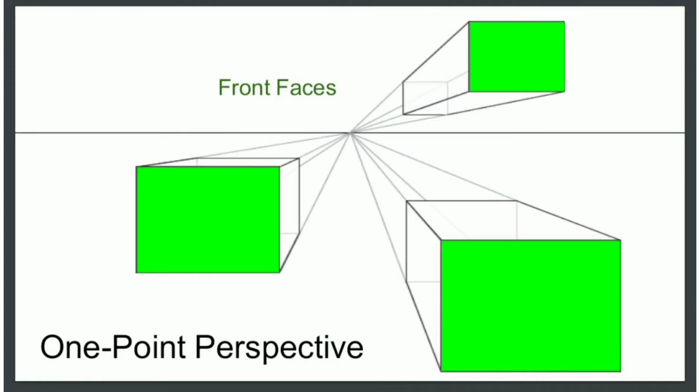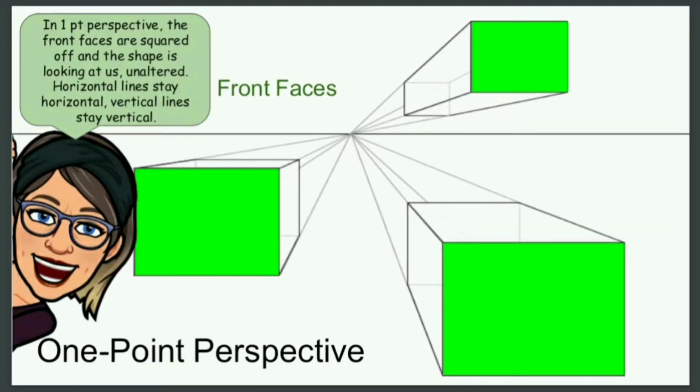Now we have something called front faces. In one-point perspective, the front faces are squared off and the shape is looking at us unaltered. Horizontal lines stay horizontal, vertical lines stay vertical.